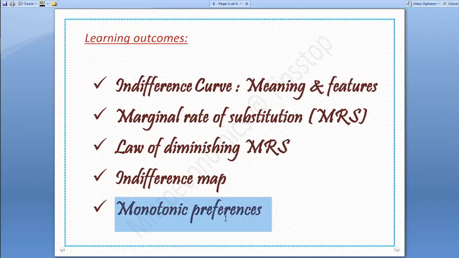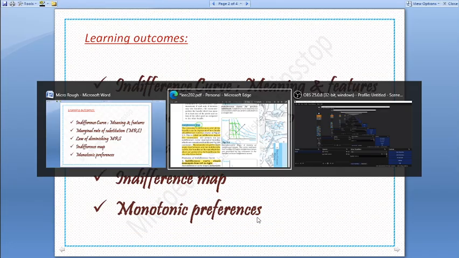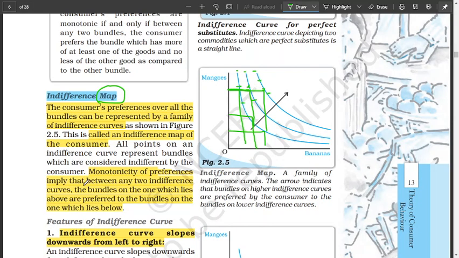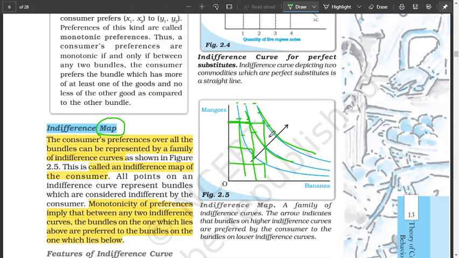And what is monotonic preference? That is very important in the study of indifference curves. Monotonicity of preferences implies that between any two indifference curves, the bundles of the one which lies above are preferred to the bundles which lie below. You would prefer this that lies above than this one that lies below. Okay, that is the monotonic preferences.